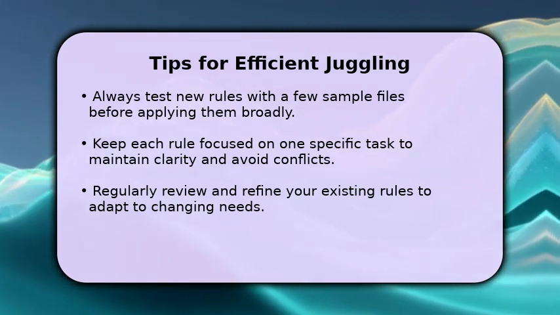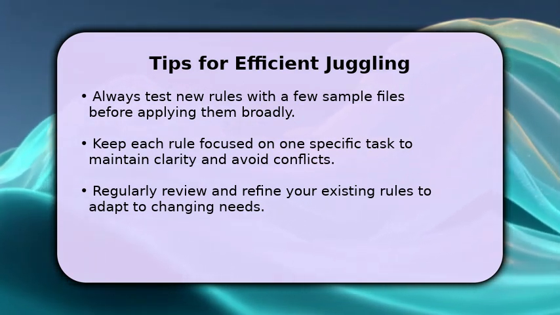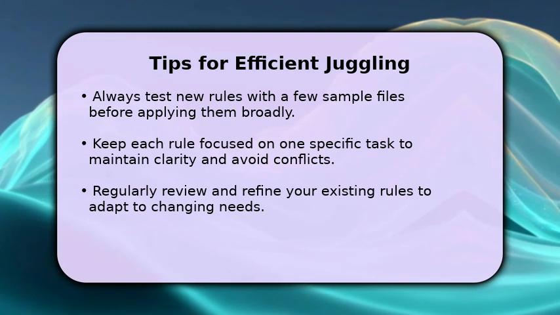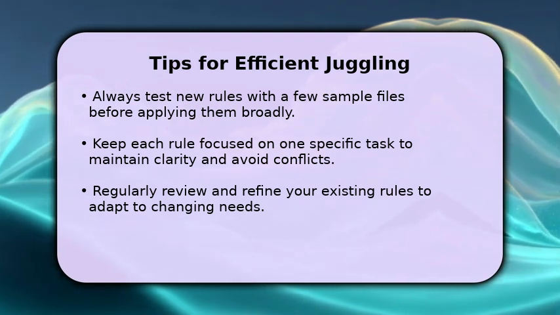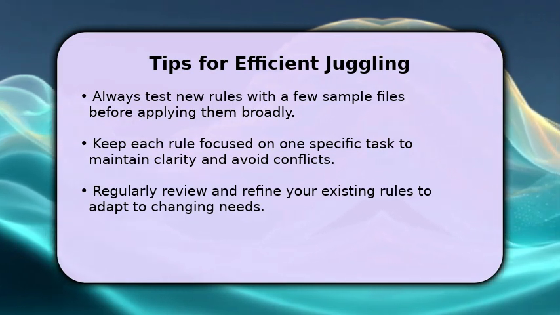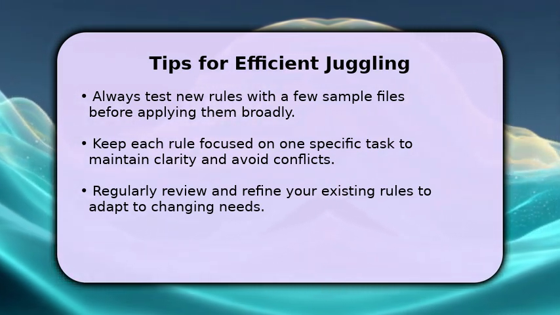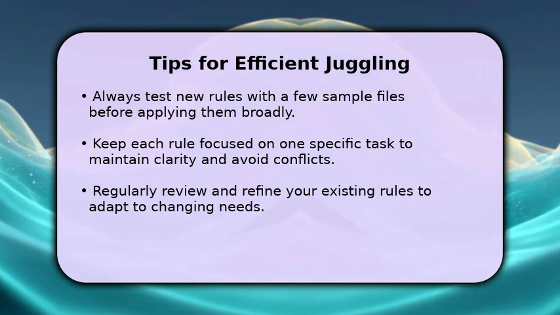This prevents unintended organization issues. Aim to keep each rule simple and focused. Complex rules can sometimes lead to unexpected outcomes. Furthermore, make it a habit to review your rules every few months. Your file management needs evolve, and adjusting your File Juggler setup ensures it remains a powerful, time-saving asset.